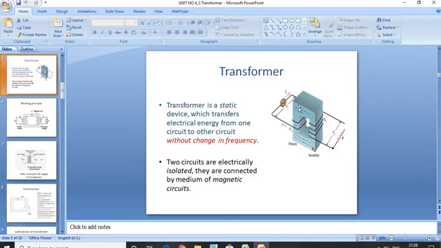Now in this diagram, here is the winding of the coil which is connected to the AC supply, known as primary winding, and here is the winding which is connected to the load, known as secondary winding. So both the windings are electrically isolated, but they are inductively coupled through a common magnetic circuit.